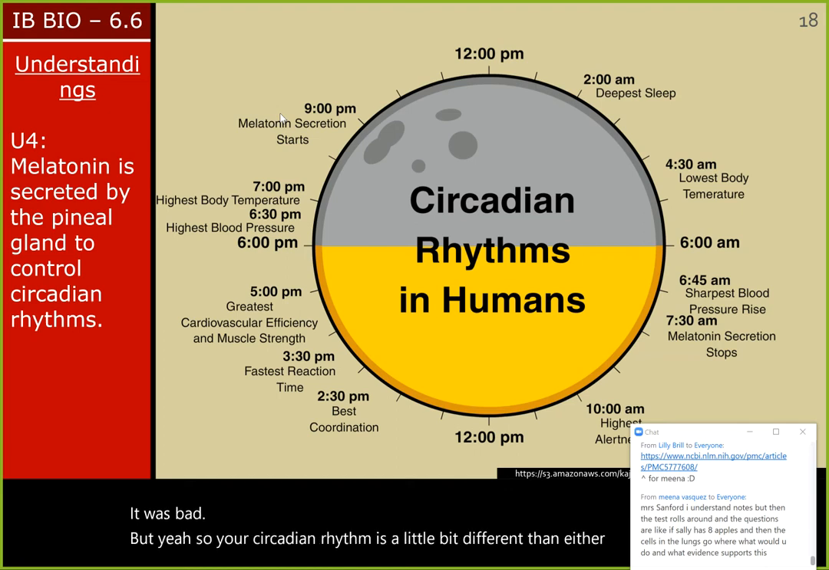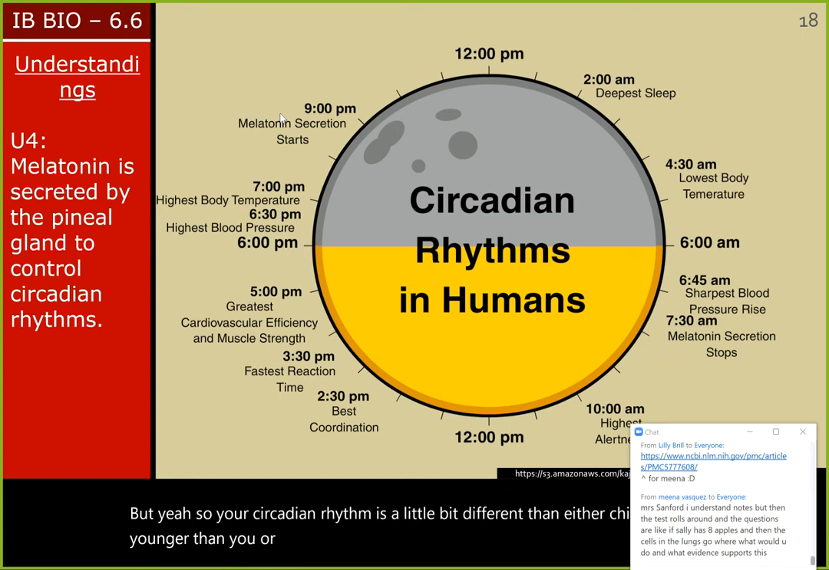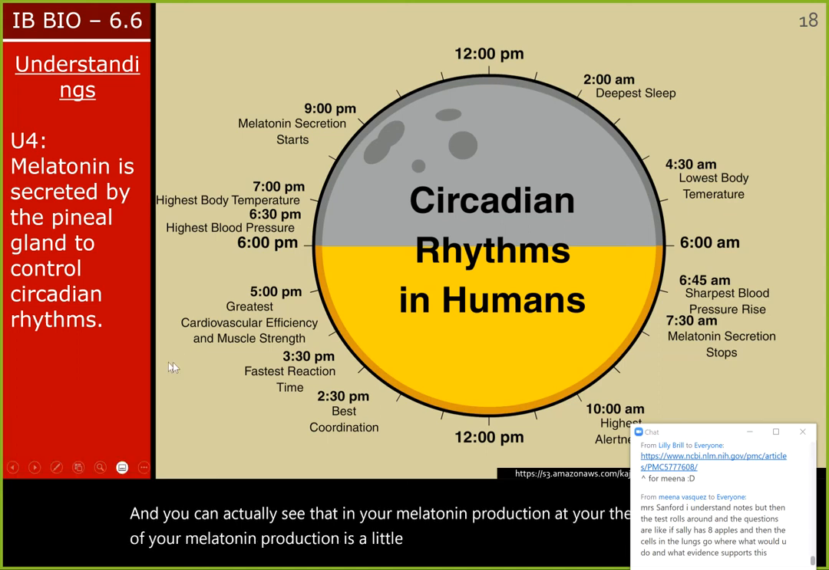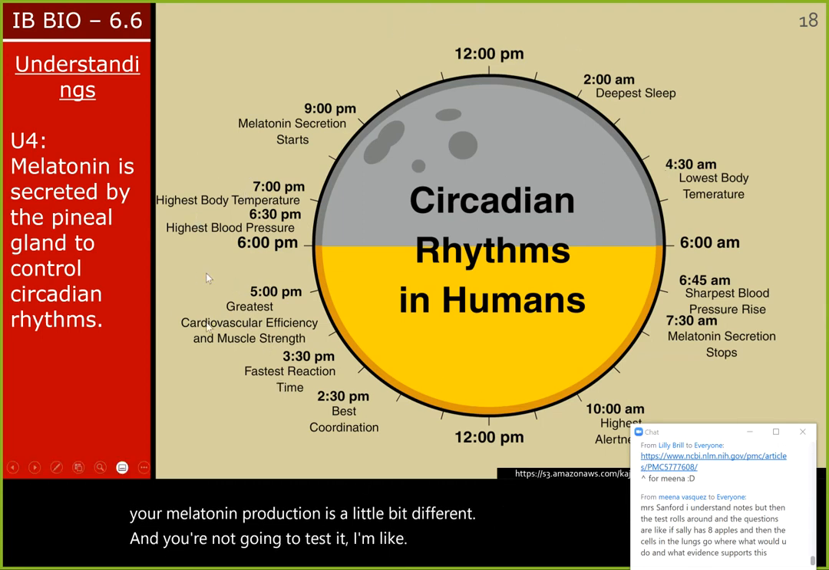But yeah, your circadian rhythm is a little bit different than either children younger than you or adults. You are skewed a little bit more towards nighttime than adults are. And you can actually see that in your melatonin production. The timing of your melatonin production is a little bit different. And you're not going to get tested on this stuff. This is just for your own curiosity.